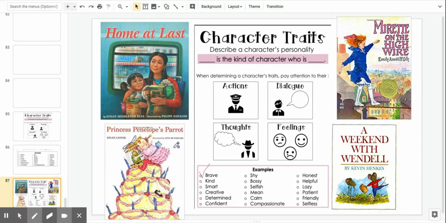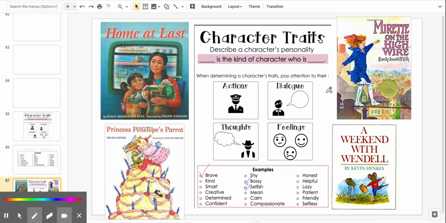In Princess Penelope's Parrot, which was one of the funniest stories we read this year, Princess Penelope was having her birthday, and she got that parrot that she wanted, but the parrot repeated everything she said. So I can think back to the things she said, like, gimme, gimme, gimme, and mine, mine, mine. So I might think that Princess Penelope was selfish and even bossy because she tried to boss the parrot around.